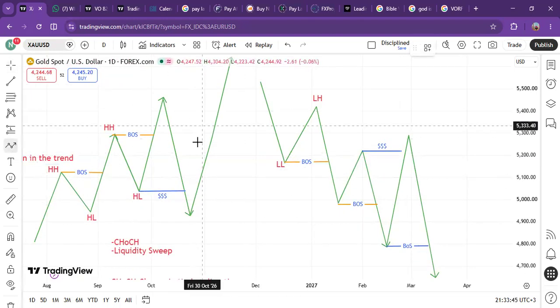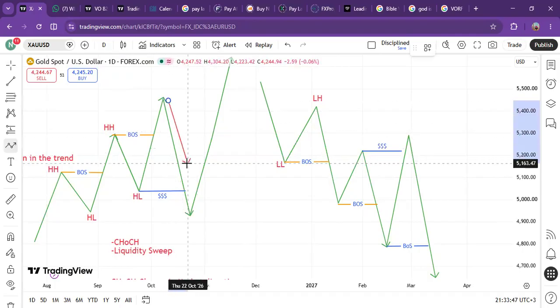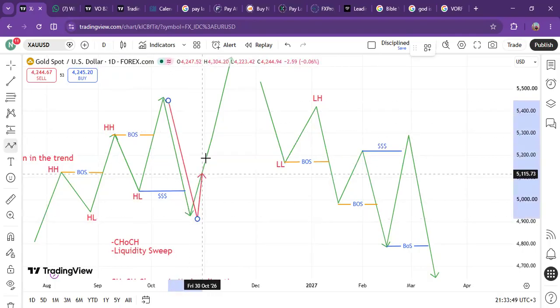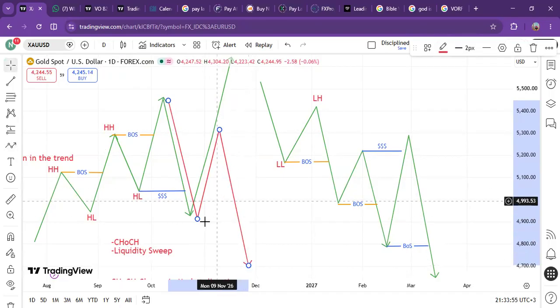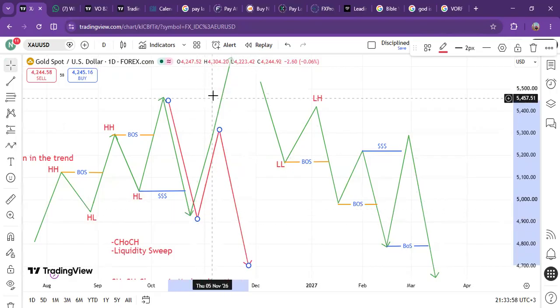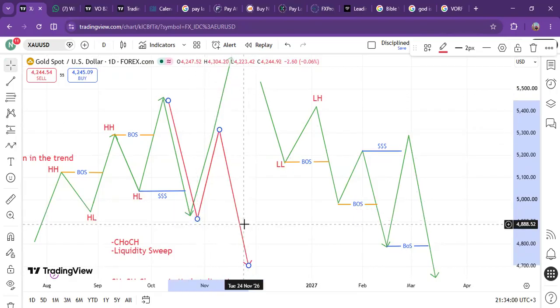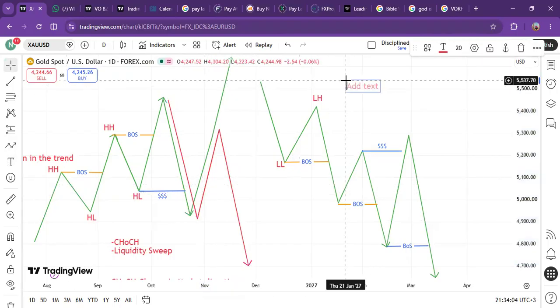If you see something of this sort, that's a change of character. If the market shifts and gives a valid break of structure, that tells you about a valid change of character. So the criteria for marking a valid change of character, what do you need?